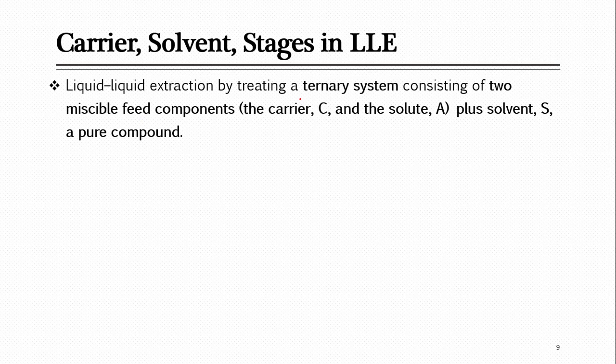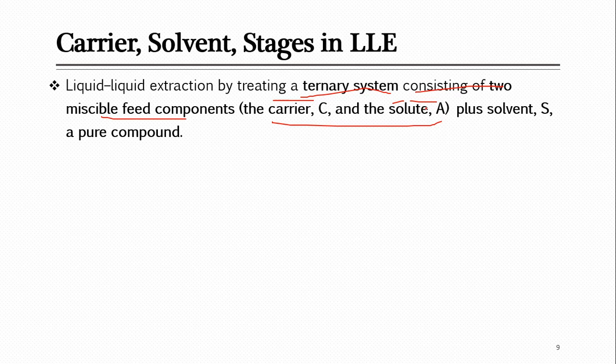So what is a ternary system? Ternary is related to three. It means liquid extraction by treating a ternary system. A ternary system is one which consists of two miscible components, like your feed. As we said, the feed can consist of sometimes two components, sometimes more than two. Here we will just consider that it contains two miscible components. Out of those, one is called the carrier and the other is the solute. For example, if you consider benzene in water, benzene is in a very small amount, so it is the solute, and water is the carrier.